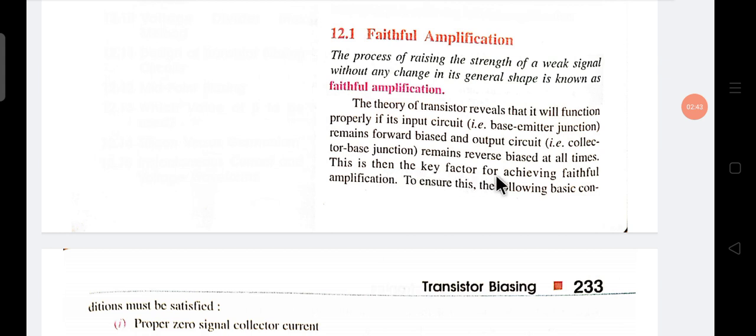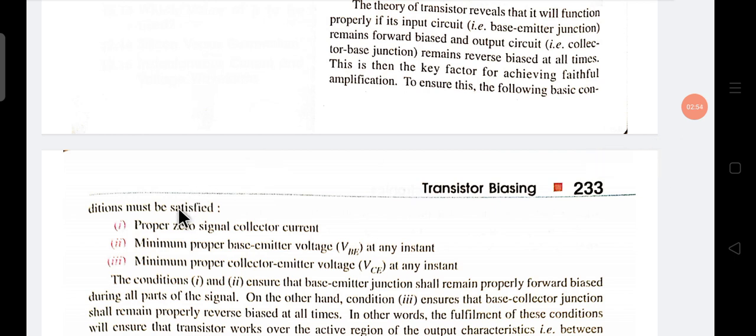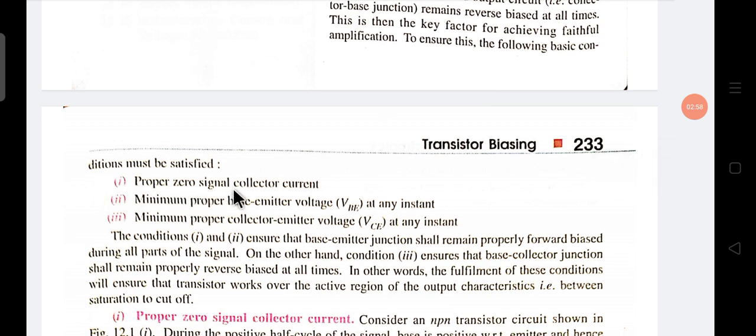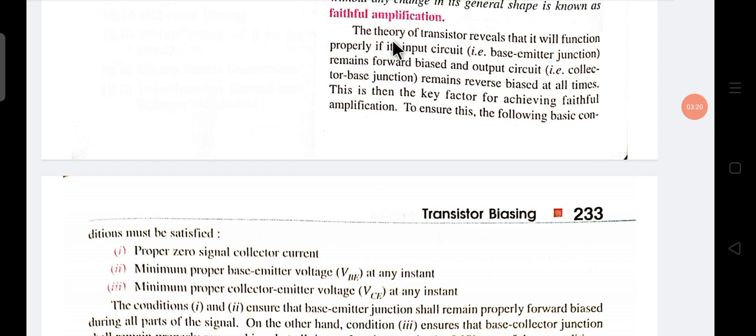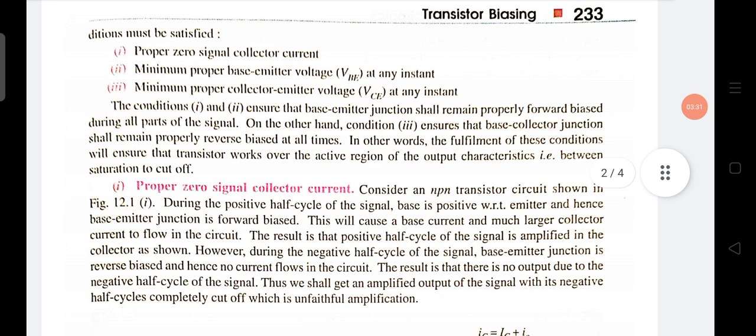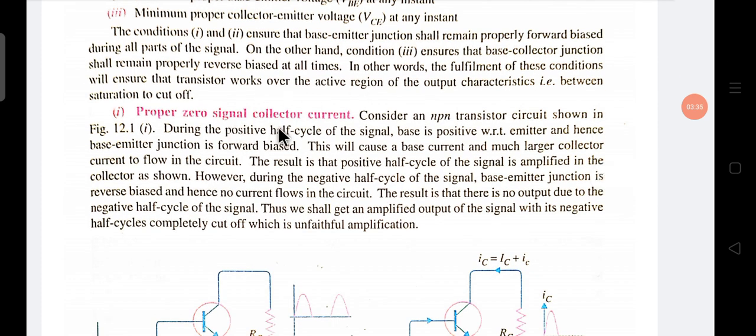This is the key factor of achieving faithful amplification. To ensure this, the following basic conditions must be satisfied. One is proper zero signal collector current. The second is minimum proper base emitter voltage at any instant. Then, minimum proper collector emitter voltage at any instant. These three conditions should be satisfied to ensure that the input circuit is forward biased and the output circuit is reverse biased. So now let us see the three conditions. Proper zero signal collector current.